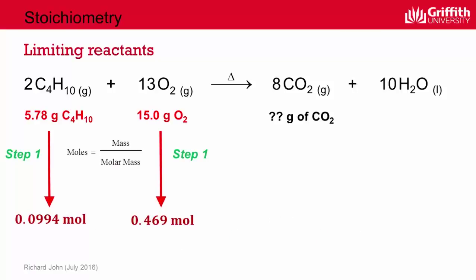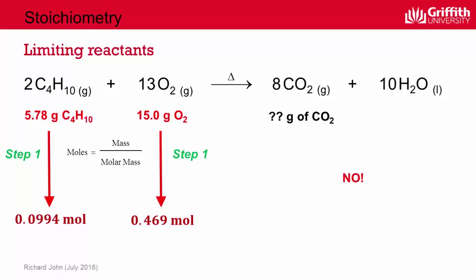So we've carried out step 1 twice and we've got 0.0994 moles of butane and 0.469 moles of oxygen. We can look at this number here and we can see that the moles of oxygen is significantly greater than the moles of butane. And so we might say, well, oxygen is there in excess and that butane is therefore the limiting reactant. Well, in this particular case, we would be wrong.